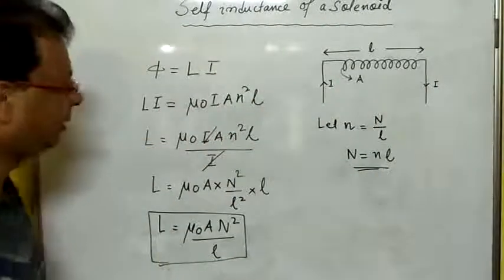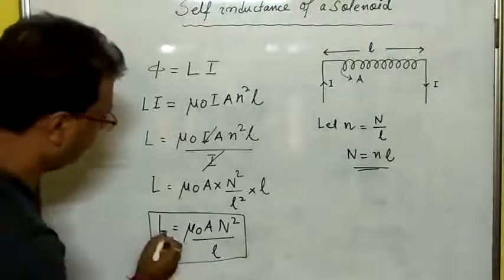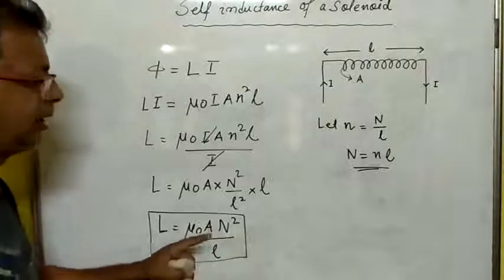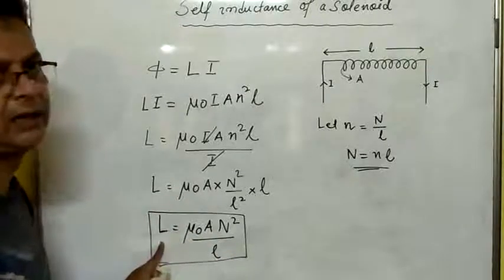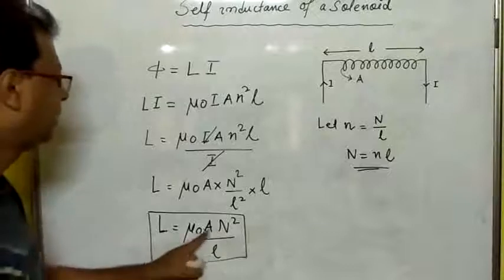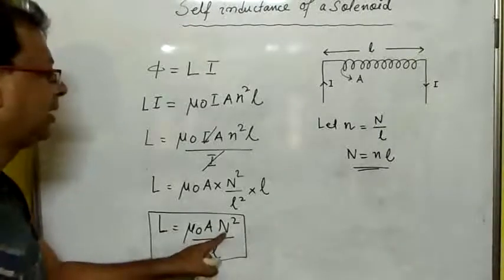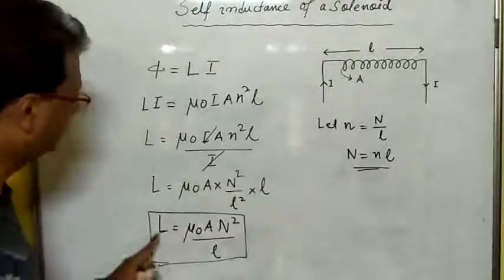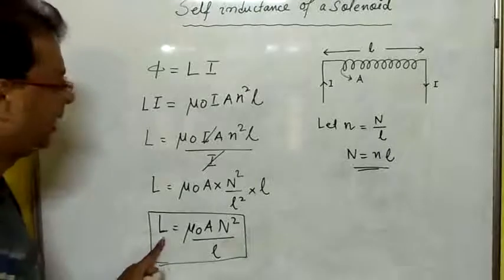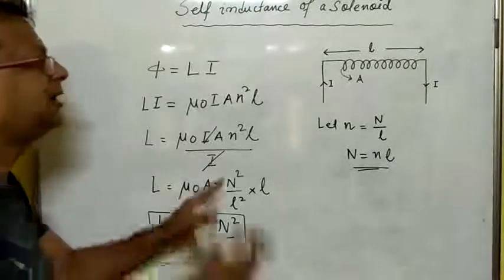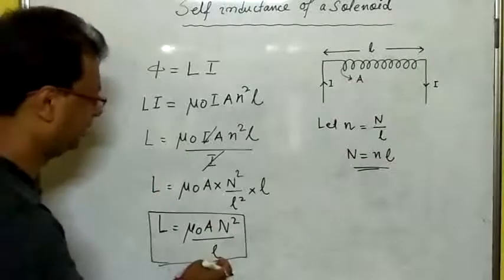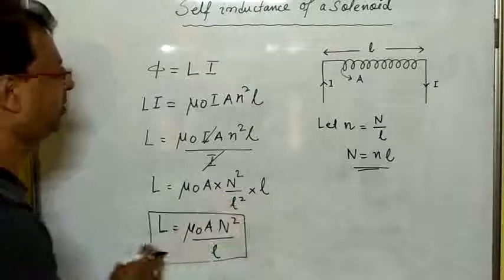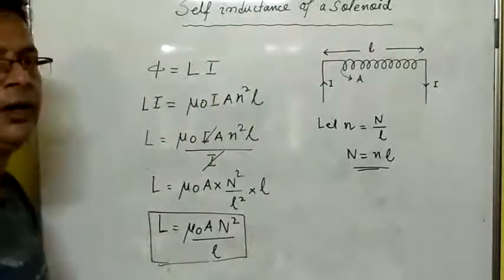Here, the self-inductance L depends upon A, the area of cross section of the coil. A larger area of cross section gives more self-inductance. N is the total number of turns, and if you have more turns, then self-inductance is also large. And L is the length of the coil, so the larger the length, the less the self-inductance. So this is the expression for the self-inductance of a solenoid.